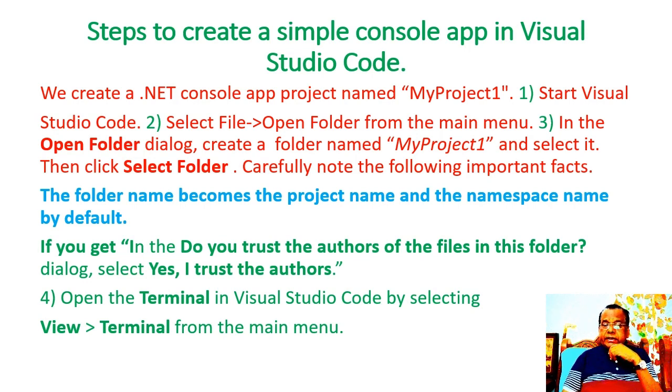Steps to create a simple console app in Visual Studio Code. We create a .NET console app project named My Project 1. You can name it anything you want. Here I have named it My Project 1. The steps are: 1. Start Visual Studio Code.